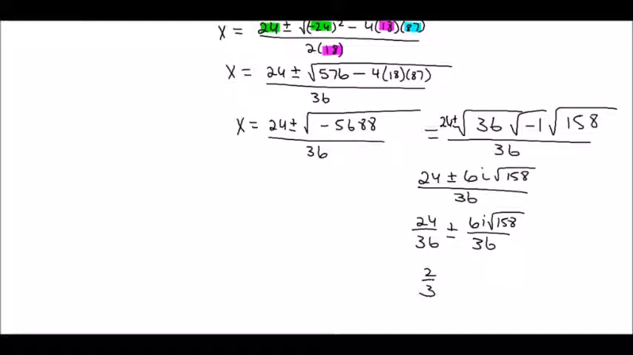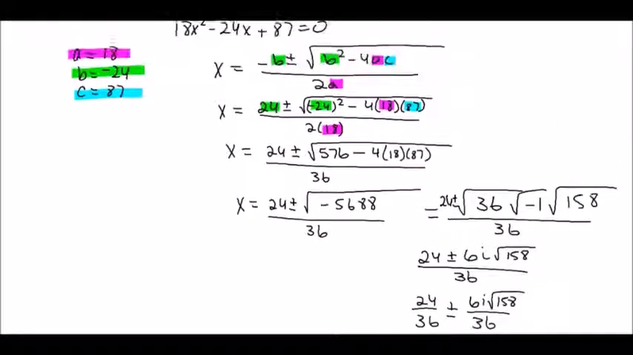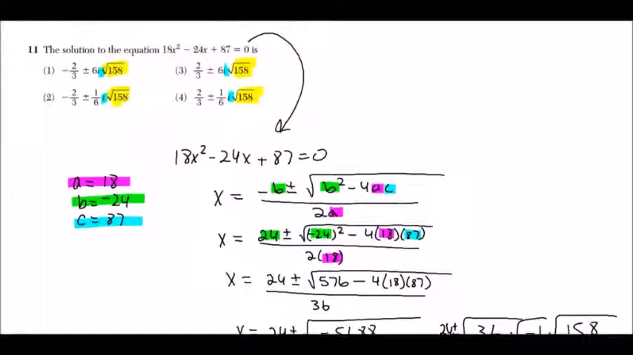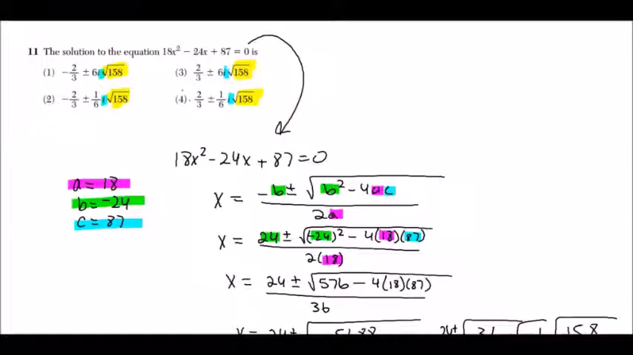You could do that in the calculator. You could do it by hand by dividing top and bottom both by 12. Plus or minus, now the 6 and the 36 reduce to a 6 in the denominator. So 1/6 i square root of 158. And that answer is 4.